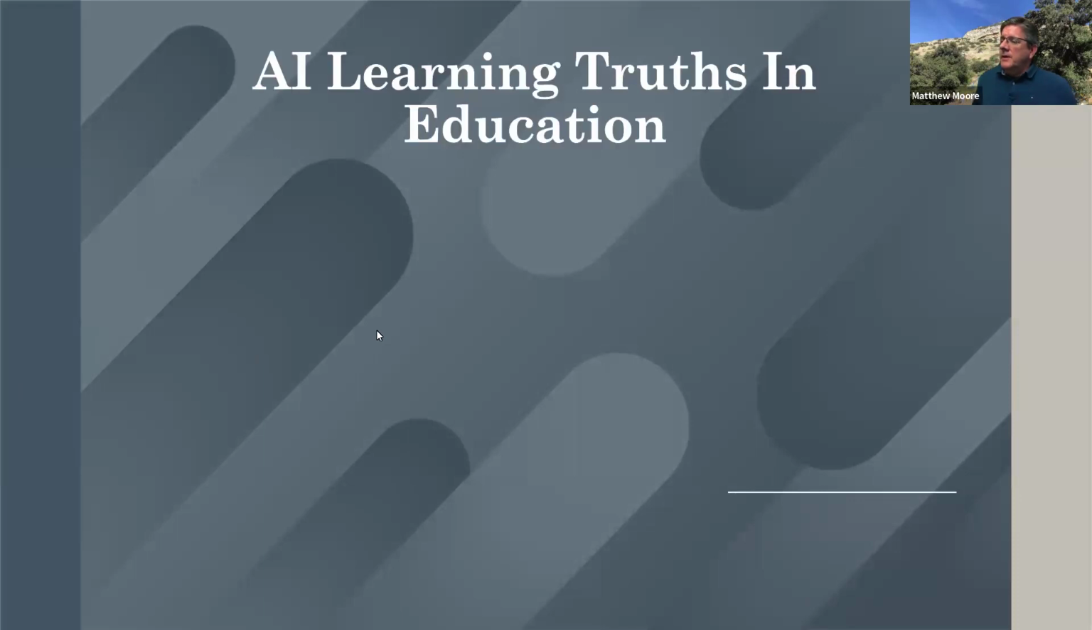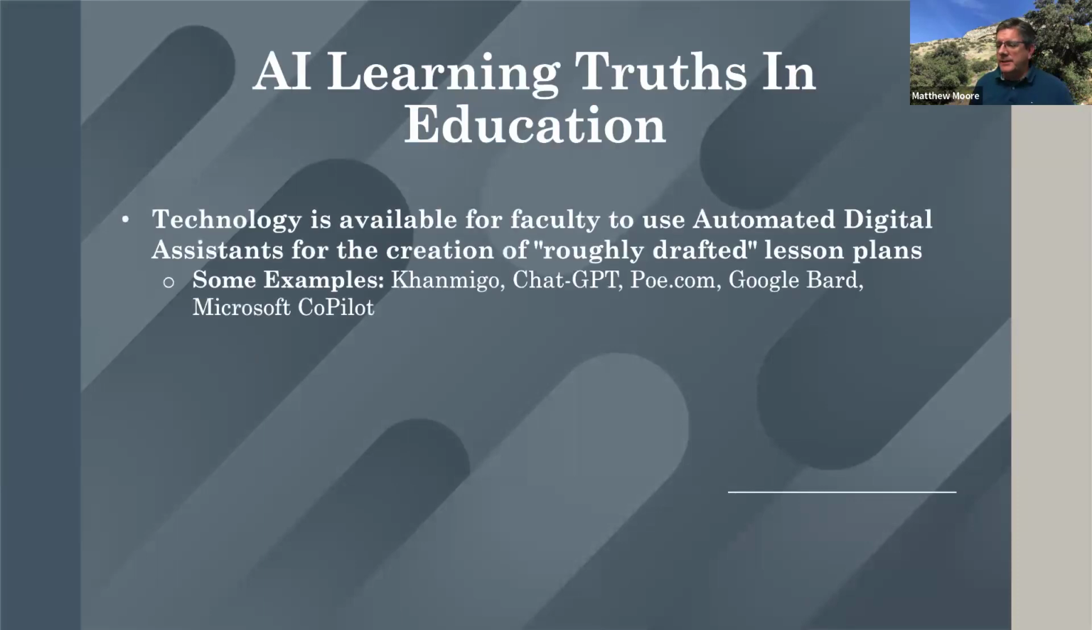All righty. So truths in education. One of the truths in education is technology's here, right? You have the availability to use many tools, Khanmigo, ChatGPT, Po.com, Bard, Microsoft Copilot, to re-evaluate how you've created things. So hopefully you're doing that. Hopefully you're starting to test the waters. It's very good at producing output. We still need people to trust but verify the process, put in their input to make this work.